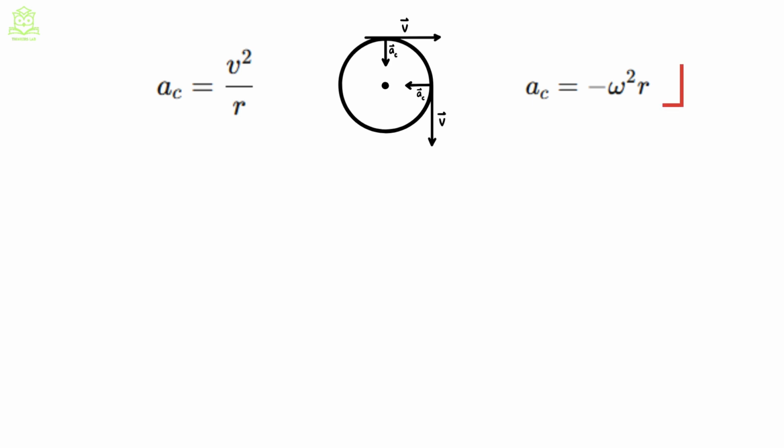The second formula for centripetal acceleration is acceleration equals negative omega squared times the radius, written as a sub c equals negative omega squared times r. This version uses angular velocity, which is another way to describe how fast something spins. Here's what the terms mean.